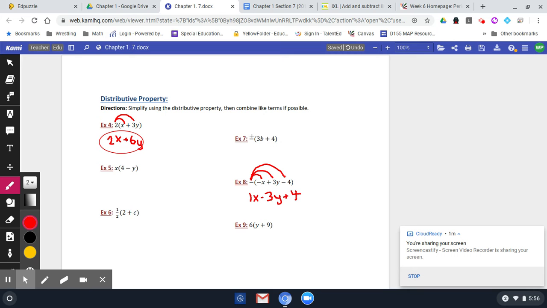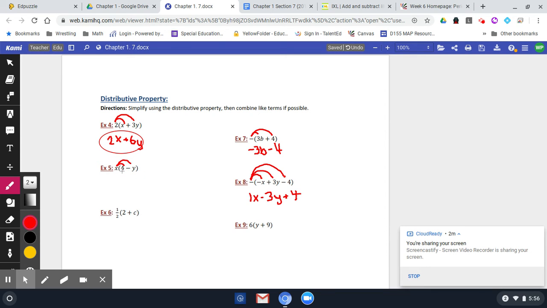I'll do the rest for you guys too. We distribute this negative 1 again to both terms on the inside. It's multiplication. Negative 1 times 3 is negative 3b. Negative 1 times 4 becomes negative 4. And again, we are done. All right, we distributed it to both terms. There's nothing to combine.